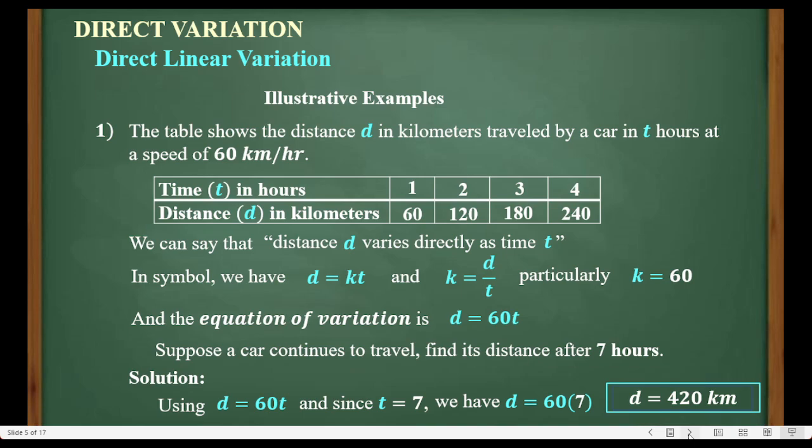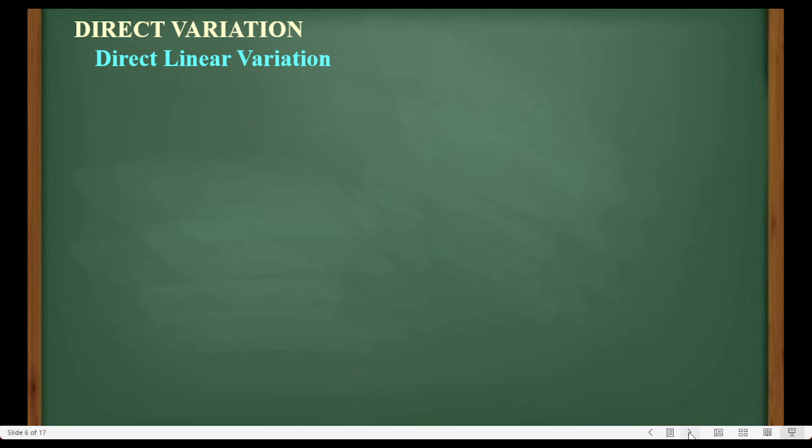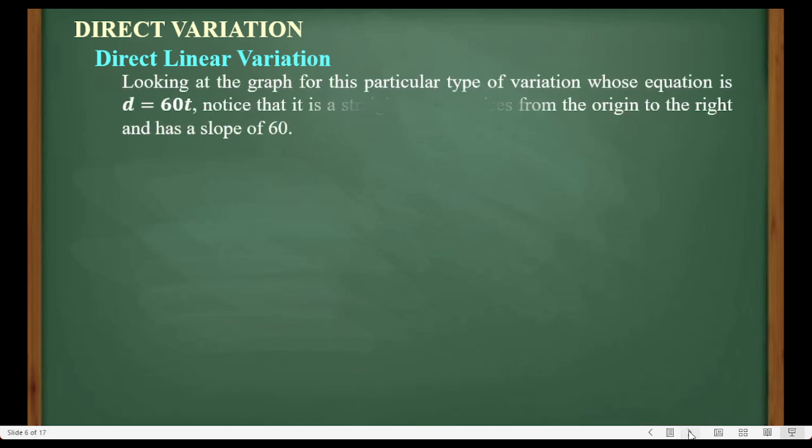Next. Now let us now consider the graph of this particular situation. So looking at the graph for this particular type of variation, whose equation is d is equal to 60t, notice that it is actually a straight line that rises from the origin to the right and has a slope of 60.